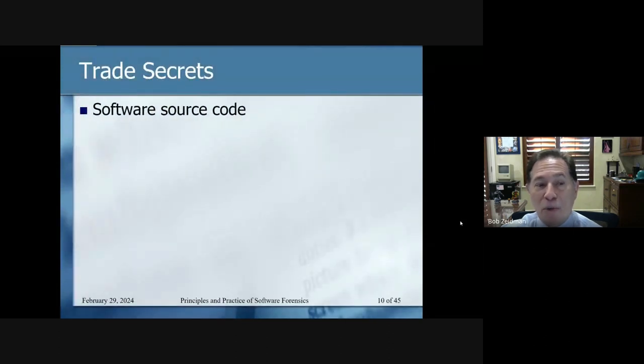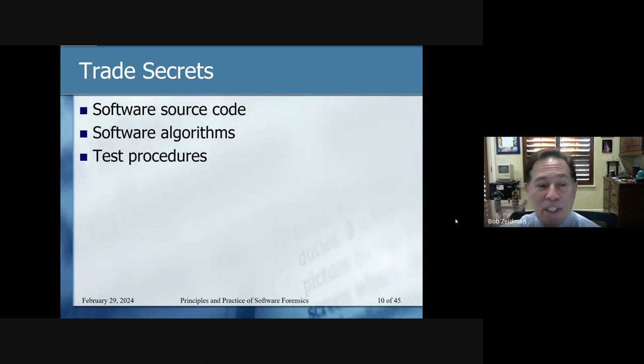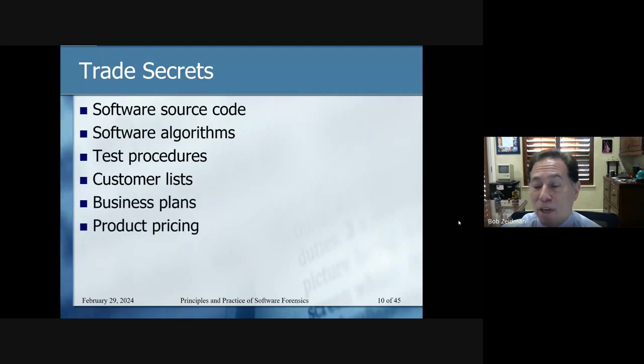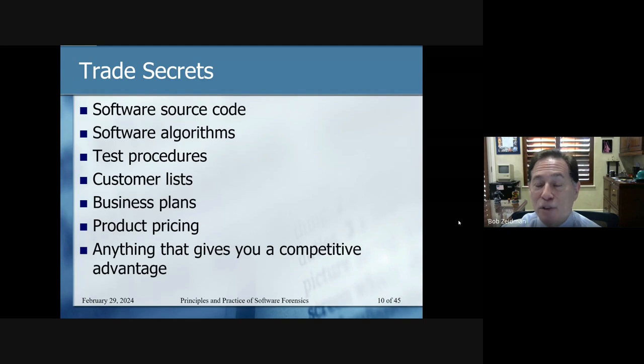So in addition to software source code being a trade secret, most software source code, if it's proprietary to the company, if it was developed at the company, unless the company specifically releases that code to the public, that's going to be a trade secret. Any kind of algorithms within the code. So if someone copies an algorithm, but not the code itself, that's probably trade secret theft. Any kind of test procedures, but then also things like customer lists, business plans, product pricing. Basically, anything that gives you a competitive advantage that you keep secret is a trade secret, and anyone who takes that or utilizes it in any way whatsoever, that comprises trade secret theft.